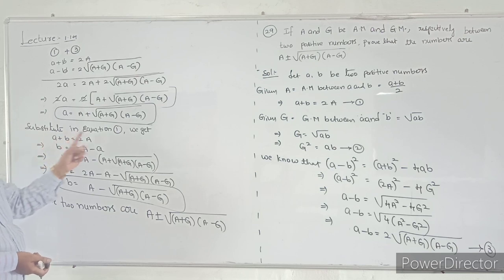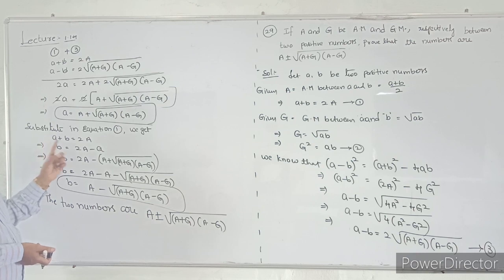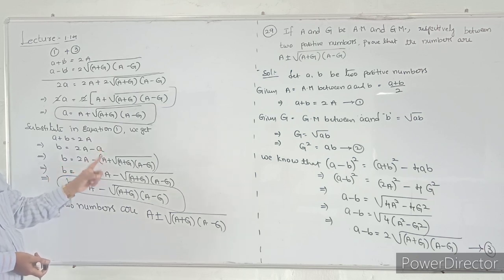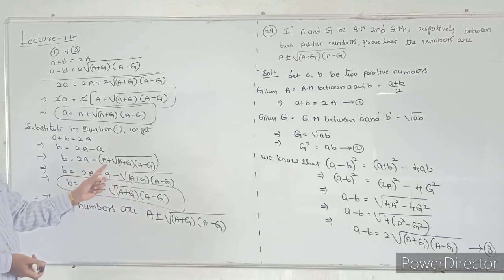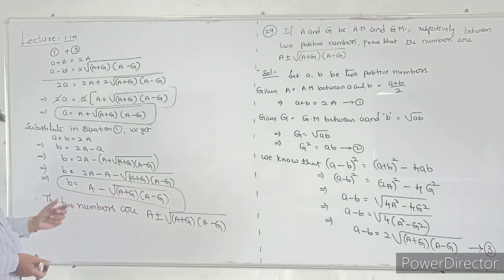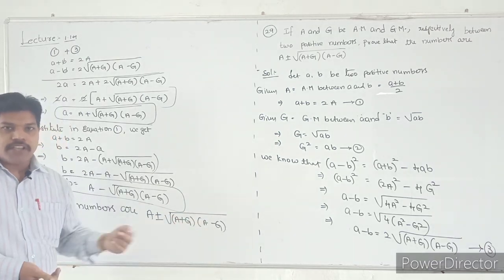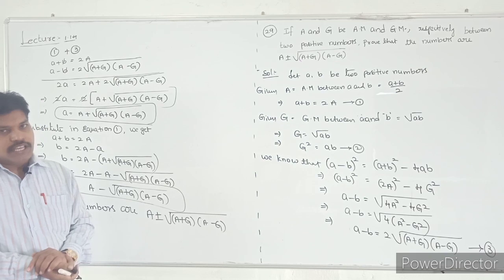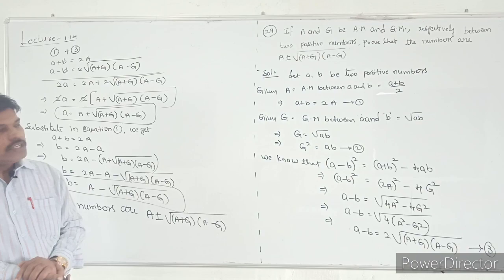So substitute this value in equation 1. We get a plus b is equal to 2A, and b is equal to 2A minus a. So b is equal to 2A minus, what is the a value? A plus square root of (A plus G)(A minus G). So 2A minus a becomes A minus square root of (A plus G)(A minus G). Therefore the two numbers are: one number is A plus square root of (A plus G)(A minus G), another number is A minus square root of (A plus G)(A minus G). See that question, write down the notes and practice that question. Okay. See students once again.